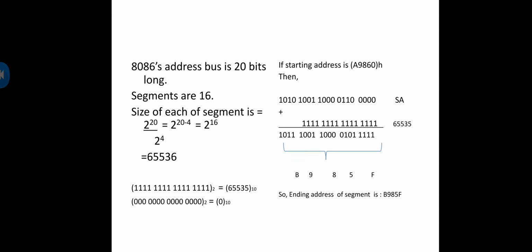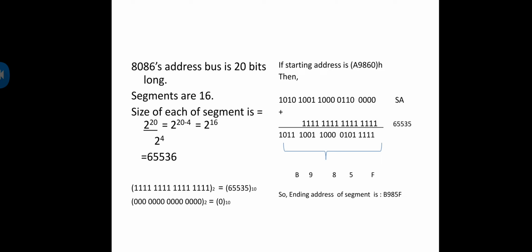Now we will recall certain points before proceeding with address conversion. The 8086 address bus is 20 bits long. Therefore, the total address space or memory obtained from 8086 is 2 raised to 20, which is split into 16 segments of equal size. So the size of each segment becomes 2 raised to 20 divided by 2 raised to 4, which equals 2 raised to 16, which further equals 65,536.